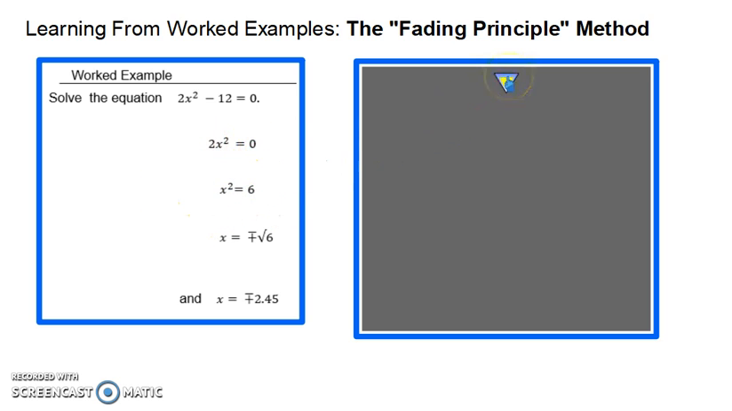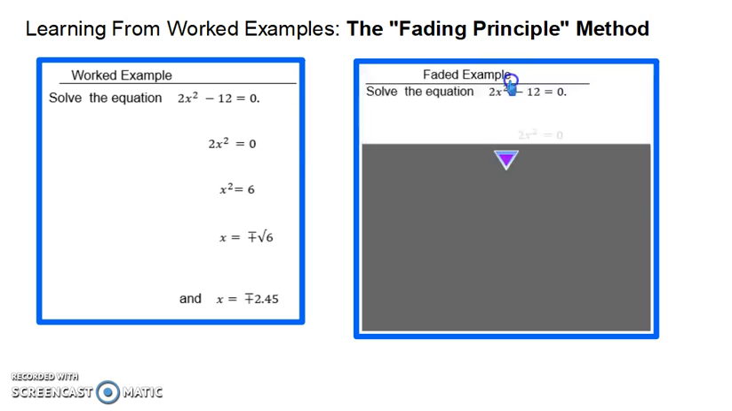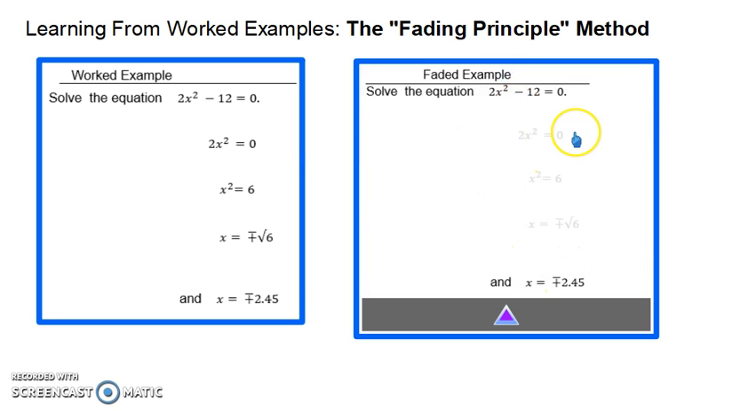For example, this problem, look at it this way. It's faded out. You cannot see the solution steps. You see the answer. Now, when you do it this way, you are prompted to recall steps of the problem. How do I get from this step here to the solution?